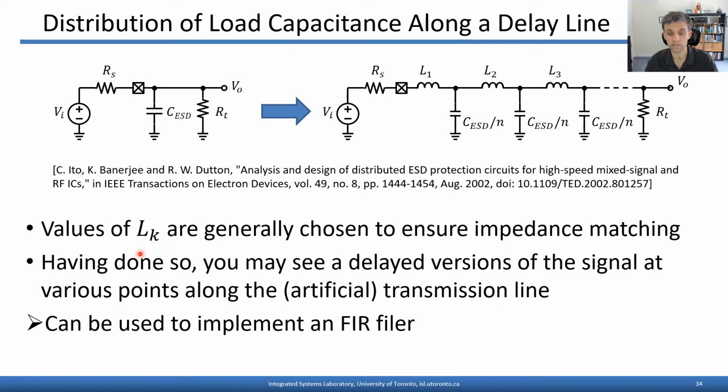But again, having done so, you can see delayed versions of the signal at various points along this LC ladder, sometimes referred to as an artificial transmission line, since the differential equations that govern voltage and current phasors along this LC ladder look quite similar to those that relate the voltage and current phasors along a transmission line. So with these delayed versions of the signal, you kind of have delay circuits for free, even though the main reason for doing this was to increase the bandwidth associated with this node.